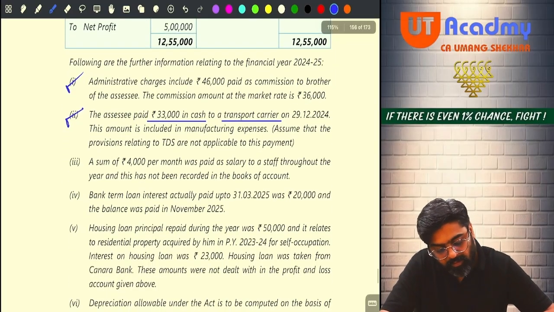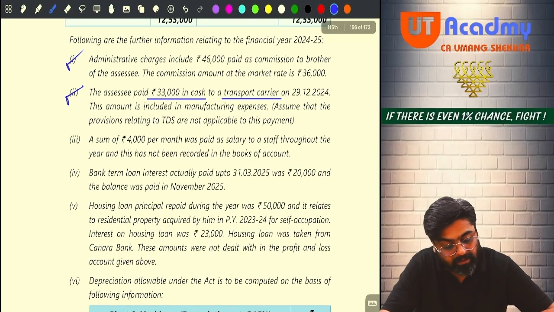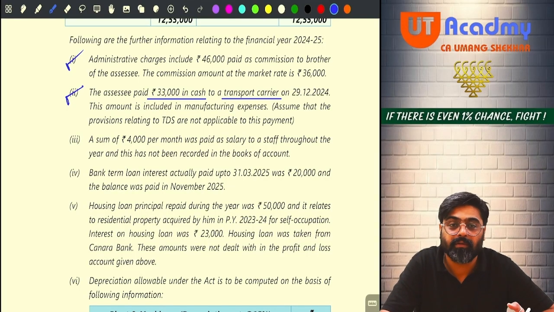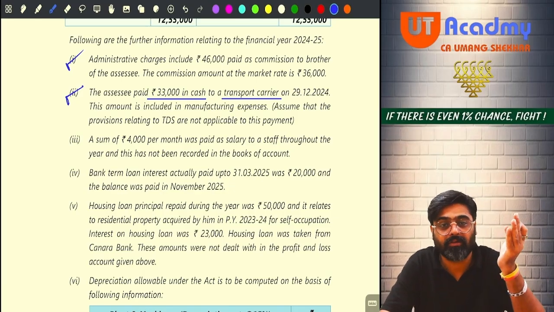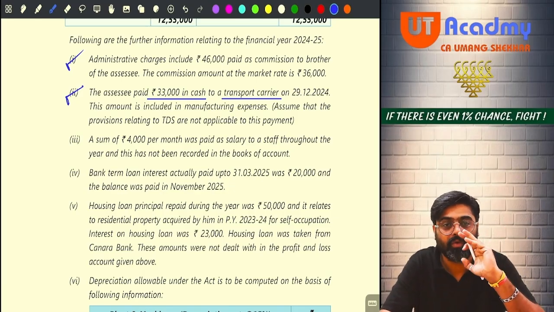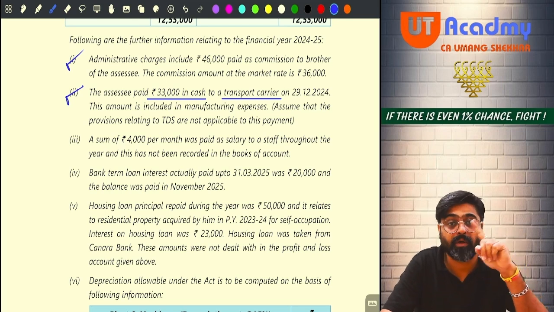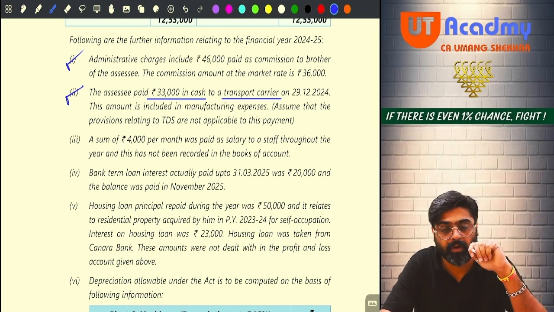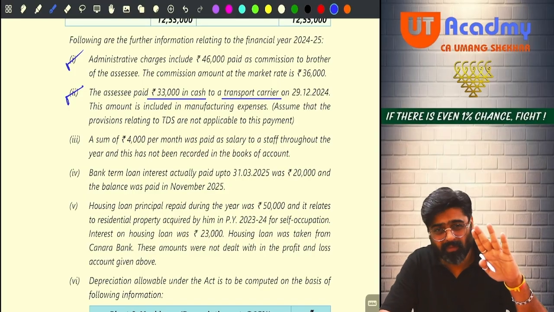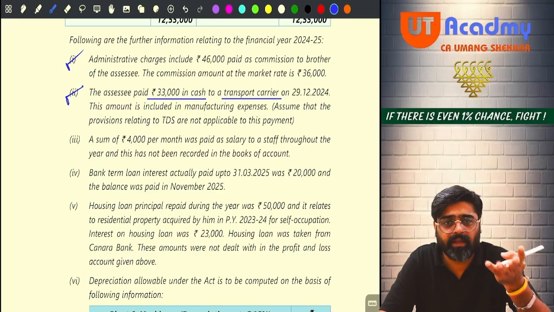Now a sum of rupees 4,000 per month was paid as salary to a staff throughout the year, and this has not been recorded in the books of accounts. See, in your business, there was an employee to whom you were paying a salary of 4,000 rupees per month. Throughout the year, meaning for the full year, you paid a salary of 48,000. Was it your business related expense? Yes.